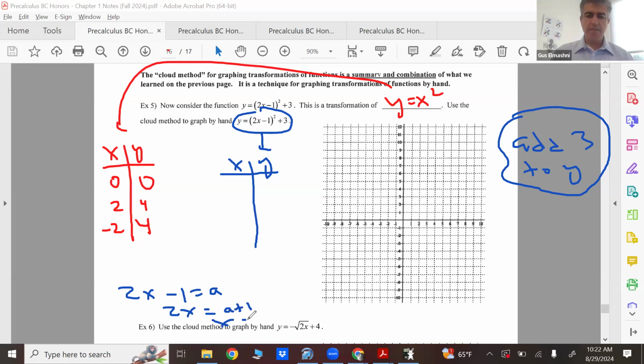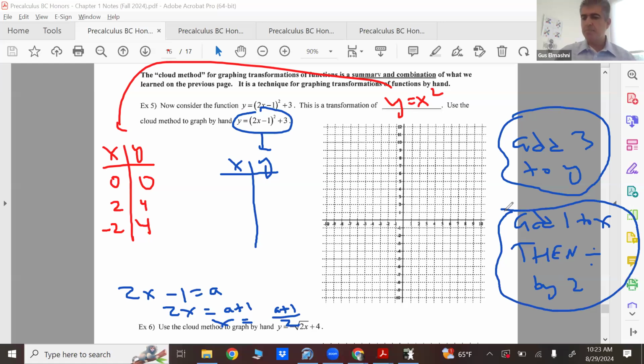You have that, and you have that. So I need to add 1 to x, then divide by 2, or multiply by 1/2, same thing. Because you're doing the opposite. You're undoing what's on the inside, right?